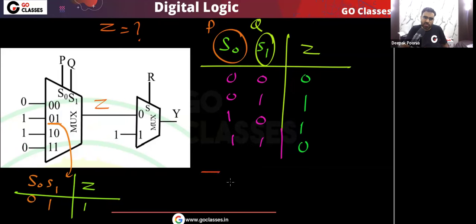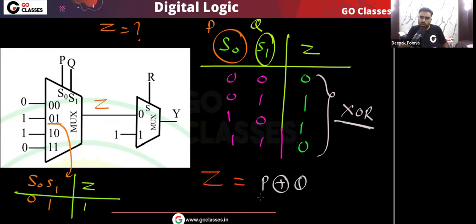Now can we write the expression for Z? Yes, remember PQ here. This column is P and this column is Q. So we have variables P comma Q, so we can express this Z in terms of PQ. This is XOR, yes or no? This is our exclusive OR function. So I can say Z is equal to P exclusive OR Q. That's it. So we got what is Z.